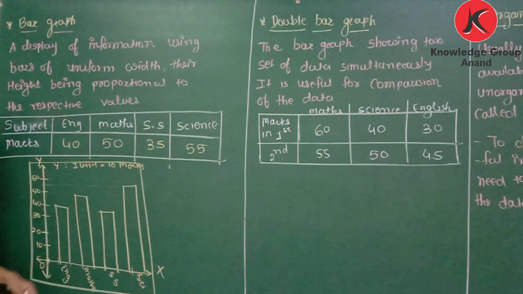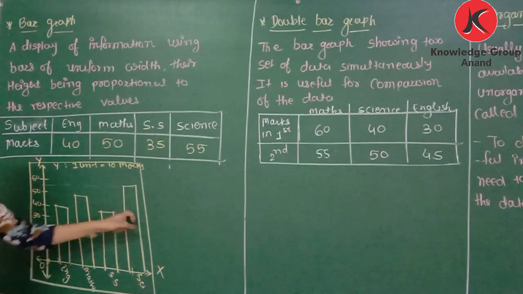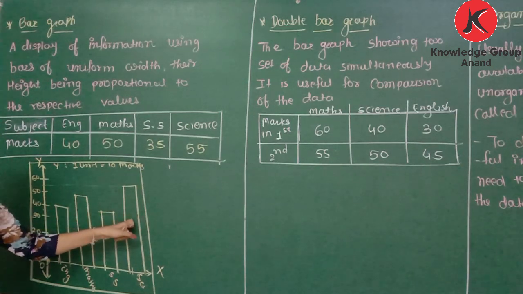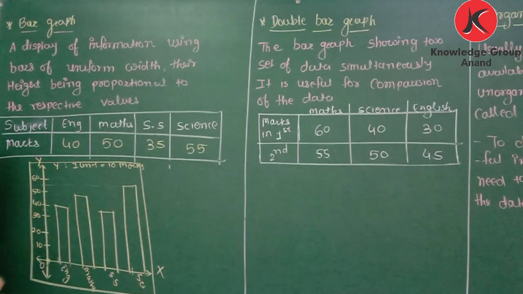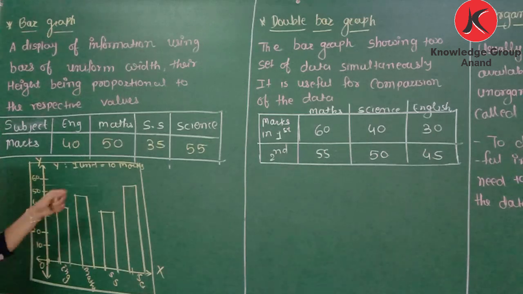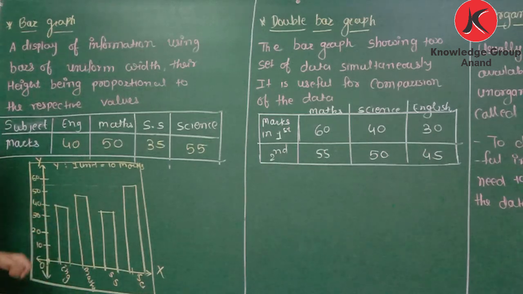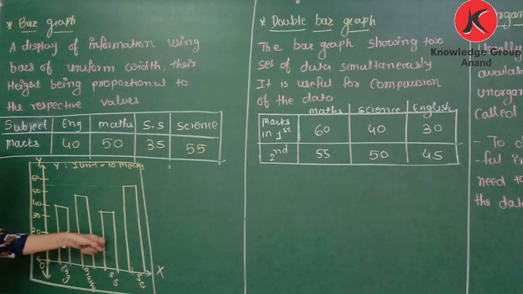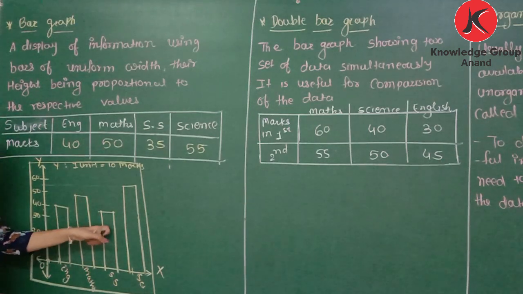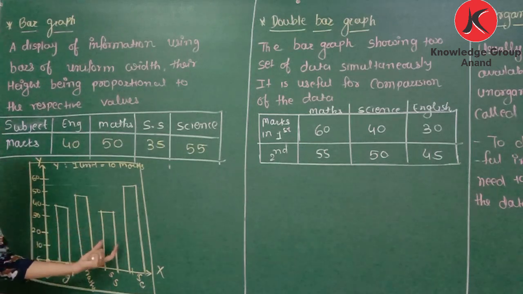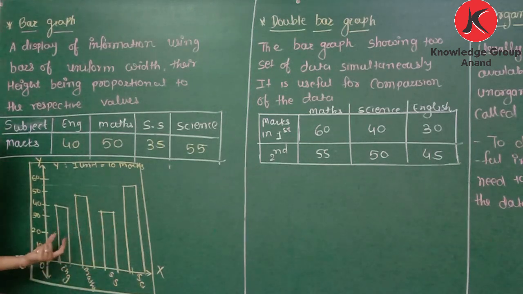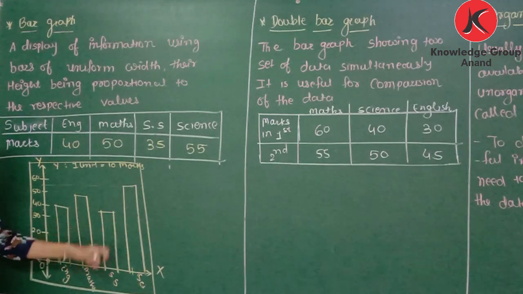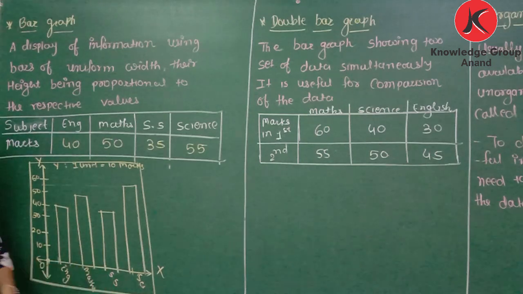Now, if we have this kind of information, then we can observe that in Science he collected maximum marks, and in which subject his performance is poor. Whichever bar has lower height represents lower marks. So you can see in SS, the height of the bar is lower than the remaining subjects. So we can say that in SS his performance is poor.